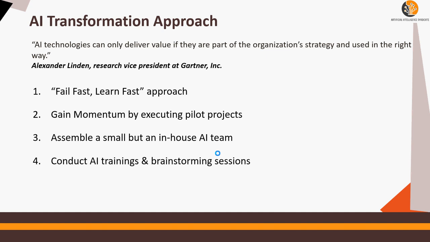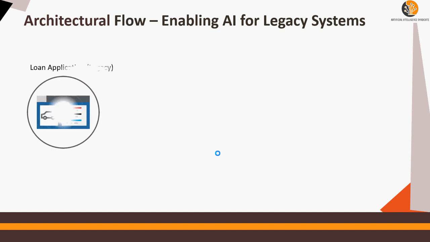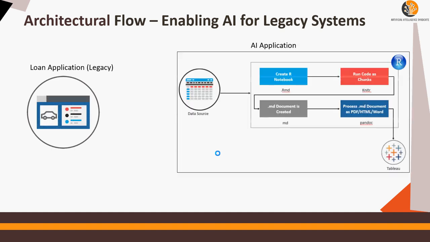So let's talk about it. This is how you can enable your legacy applications on AI. So let's assume that you have a loan application or any other legacy application. Then you create an AI application which is standalone by itself. Obviously, you enable them with API and make a call through API.